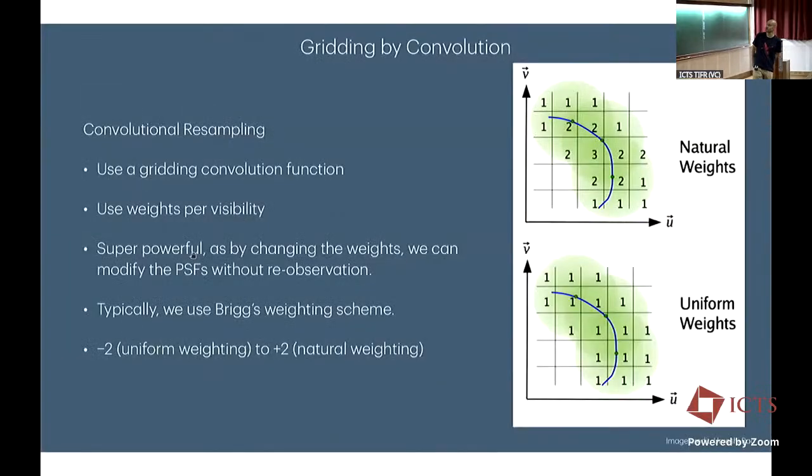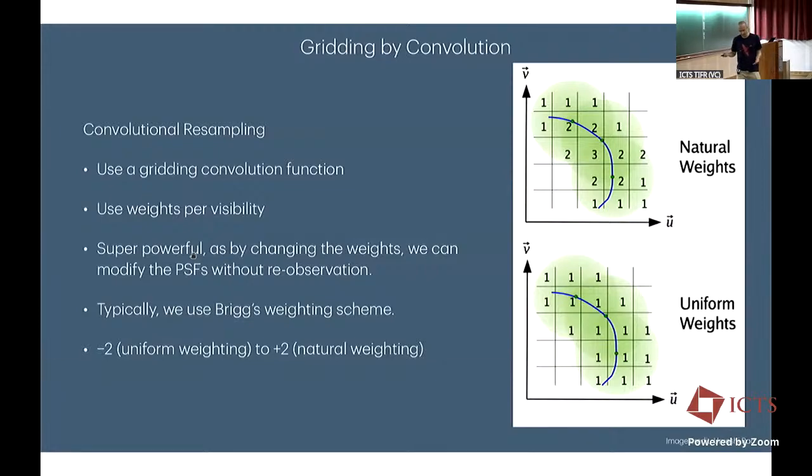There are two extremes. One is called natural weighting. In natural weighting, each particular grid cell has a weight, regardless of how many points are in there. Then there is uniform weighting, where each visibility gets a weight. Natural weighting emphasizes the short baselines, because it gives more weight to all those short baselines and downweights the long baselines, where there's only one point and, of course, less weight.